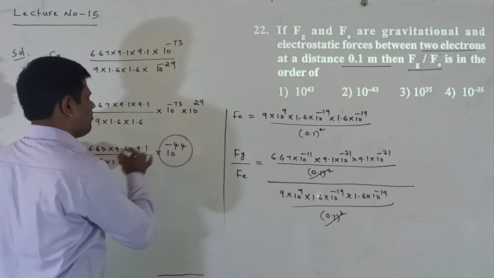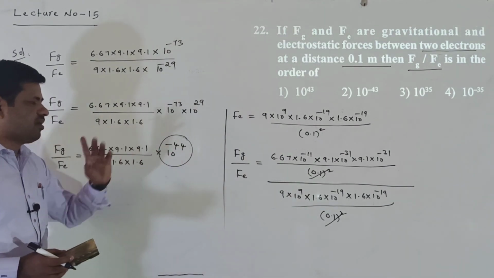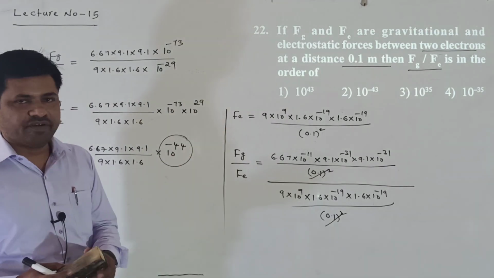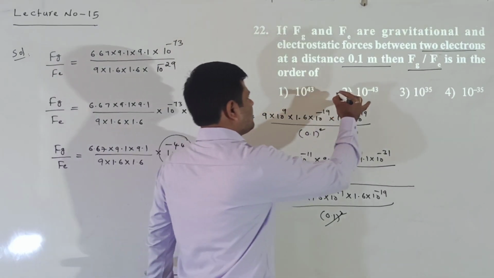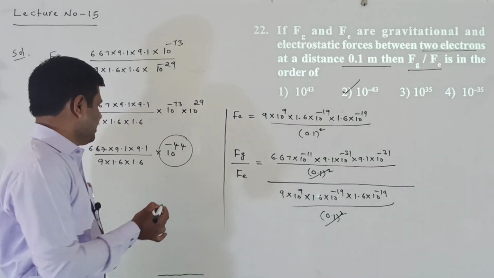Sir, we are getting 10 power of minus 44. In the options there is no such value. But a near about value you can see here, 10 power of minus 43. The exact value we get when calculating is 10 power of minus 44, but the nearest option is 10 power of minus 43.